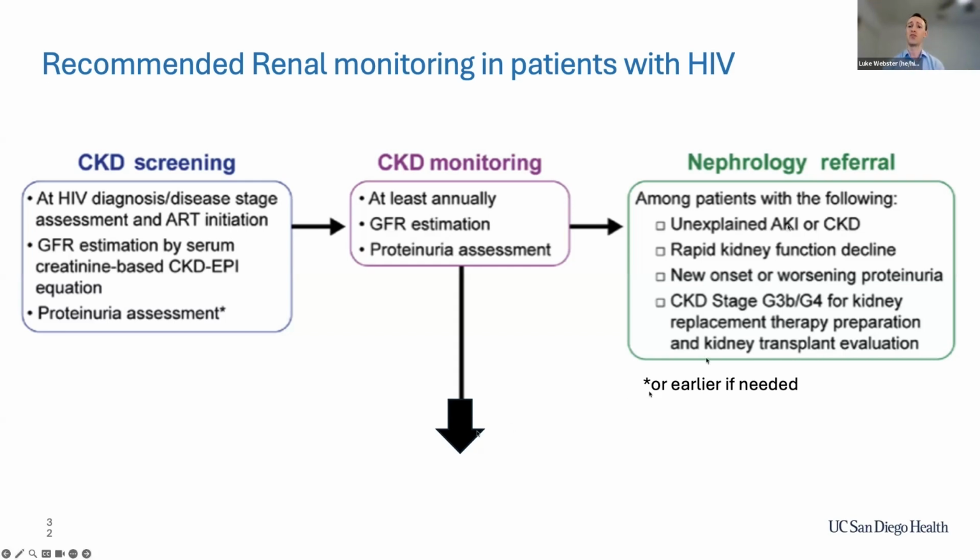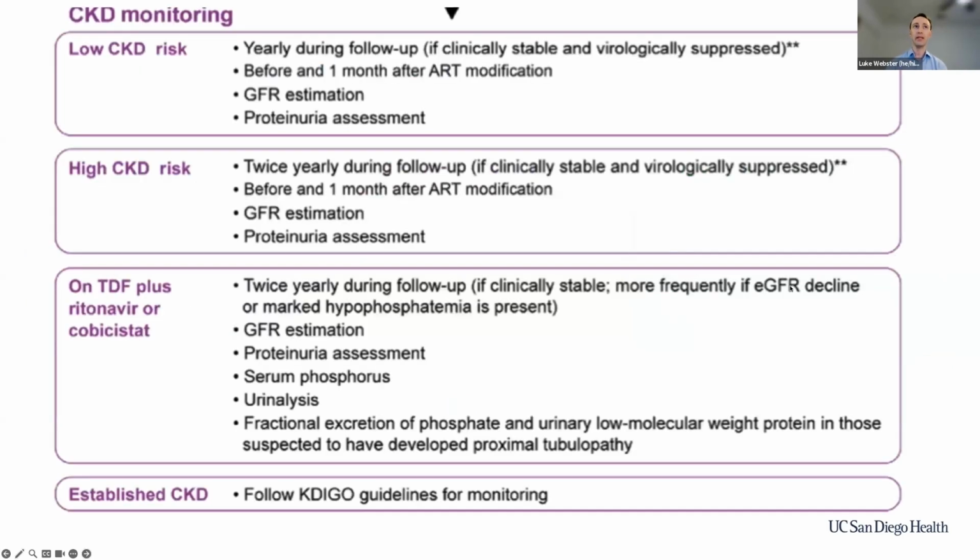Certainly, if you have any concerns about unexplained CKD, AKI, any change in kidney function that is rapidly progressing, or any new or worsening proteinuria, that is really a good flag to reach out to your nephrology colleagues to make sure that this isn't something secondary or something that needs a specific treatment. Now, your low-risk patients could probably get away with being screened once a year for their kidney function. So that would mean a BMP once a year and a UA once a year.